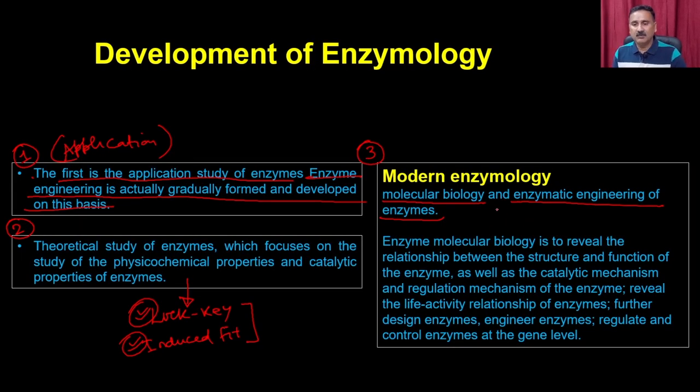So enzyme molecular biology is to reveal the relationship between the structure and the function of the enzyme, as well as the catalytic mechanism and the regulation mechanism of the enzyme. It reveals the life activity relationship of the enzyme. Further, you design the enzyme, engineer the enzyme, regulate and control the activity at the gene level, which means you can do knockouts of the enzyme, you can do knock-ins, you can overexpress the enzymes in different organisms and so on. And that's how in modern enzymology they were trying to do multiple things. They were trying to study the theoretical aspects, and they were trying to do applications of the enzyme also.